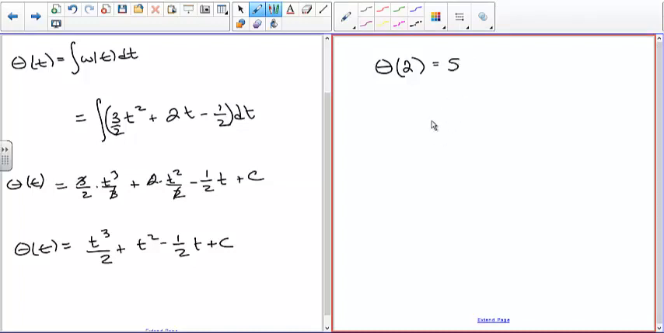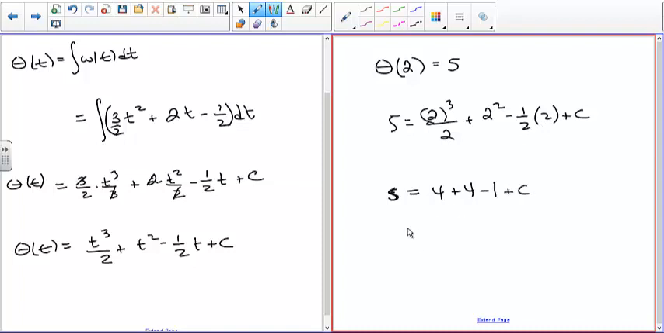So 5 radians. So you'd say 5 is equal to 2 cubed over 2 plus 2 squared minus 1/2 times 2 plus c. So we'll get 5 is equal to 8 divided by 2, which is 4, 2 squared, which is 4, 1/2 times 2, which is 1. So that's going to be 5 is equal to 8 minus 1 is 7 plus c. So c is equal to negative 2.